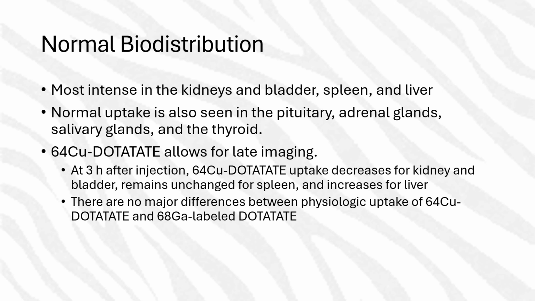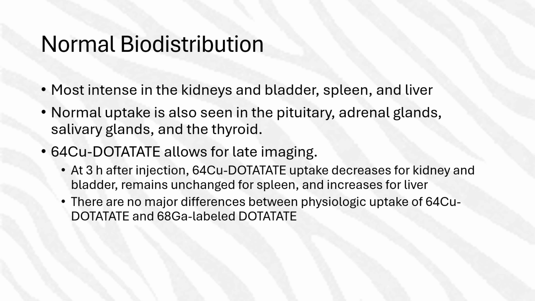Normal biodistribution for somatostatin receptor tumors is most intense in the kidneys and bladder, spleen, and liver. Normal uptake is also seen in the pituitary, adrenal glands, salivary glands, and the thyroid.